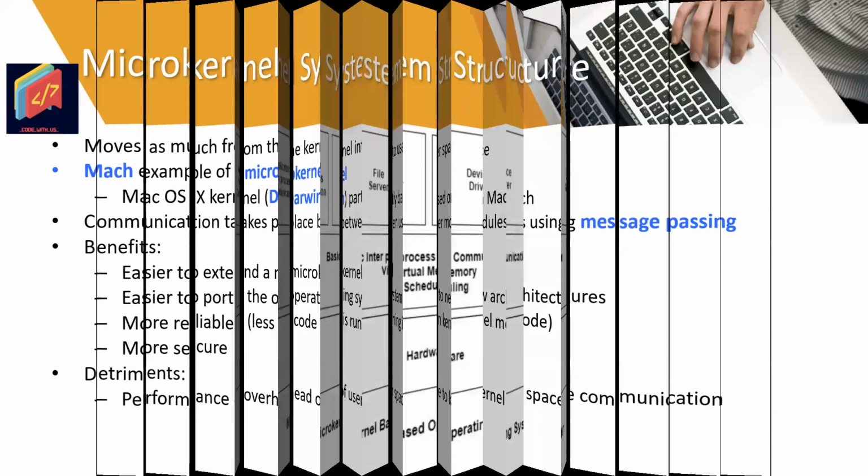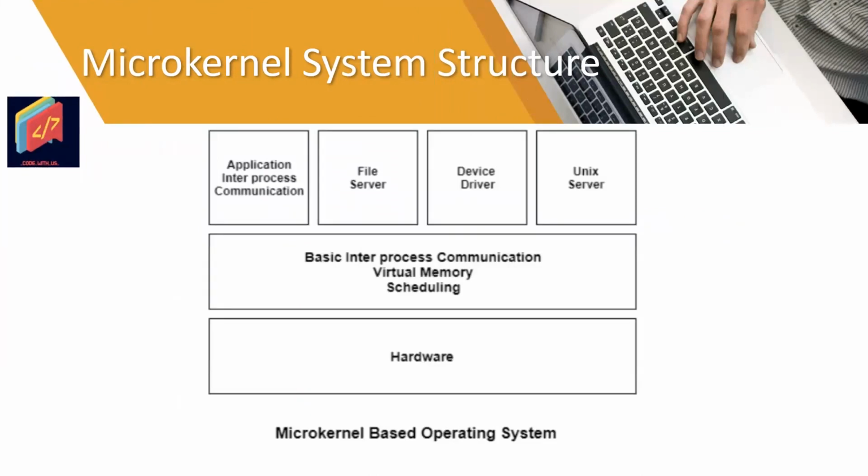Now we can discuss the structure of the microkernel system. What are the things in a microkernel? The microkernel is the minimum software that is required to correctly implement an operating system. This structure includes memory management, process scheduling mechanisms, and basic inter-process communication. This is the diagram of the microkernel-based operating system structure. Here there are the application, file server, device driver, and Unix server, and then the basic inter-process communication, virtual memory, and scheduling, and the final one is hardware.